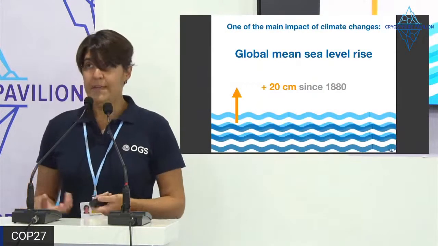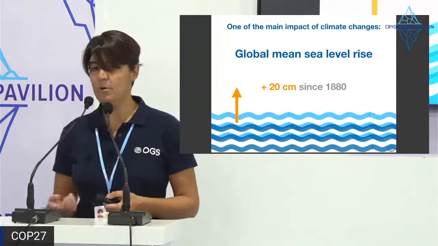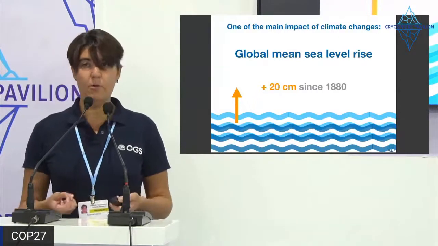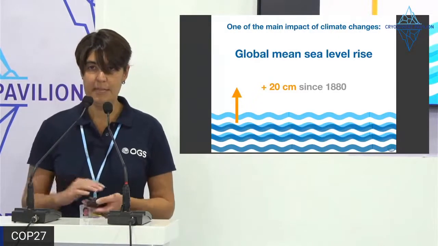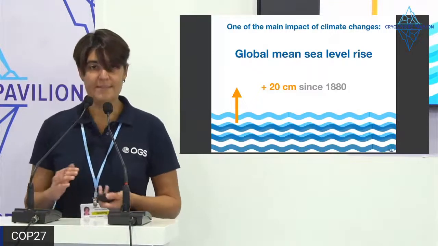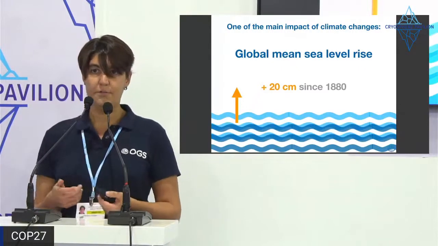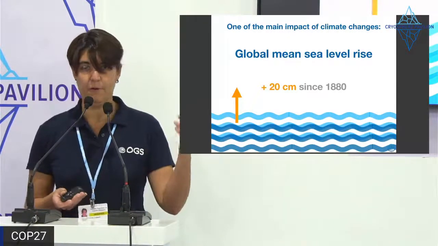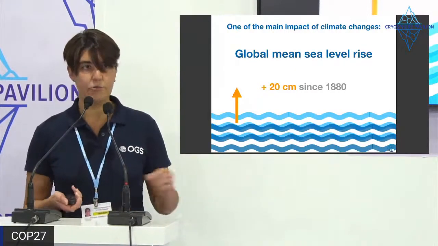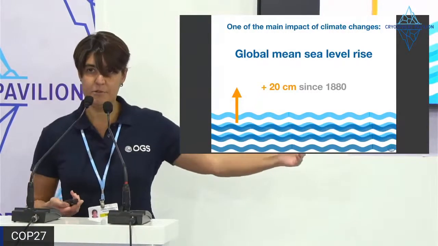Of course, one of the main impacts of climate change is global mean sea level rise, because we have been melting most of our terrestrial cryosphere. Global mean sea level rise has been about 20 centimeters in absolute number since the end of the 19th century. So 20 centimeters in vertical translates very differently for all territories, because some territories have very high cliffs at the coastline, but many territories are low-lying areas that are already at sea level. So 20 centimeters in vertical translates into hundreds of meters or kilometers for some of those low-lying territories.